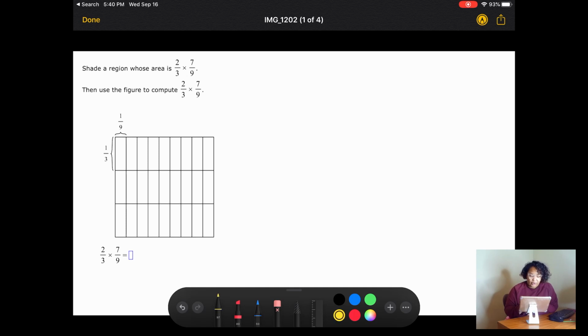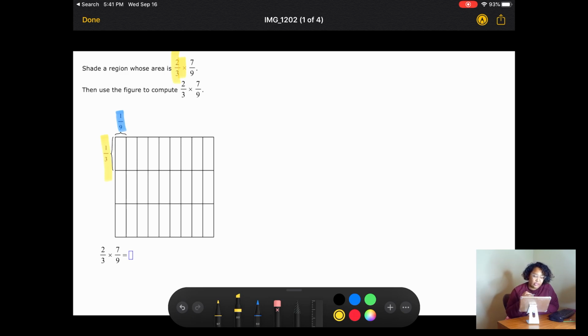So the first thing that we have is 2/3 times 7/9. So we are going to fill in 2/3 of this area model here. On one side it tells you 1/3, and on the other side it tells you 1/9. So they're telling you that in this area model they've cut this up into two ways. One side is being cut into thirds, and the other side into ninths. And it's going to make a little bit more sense when we get into it.